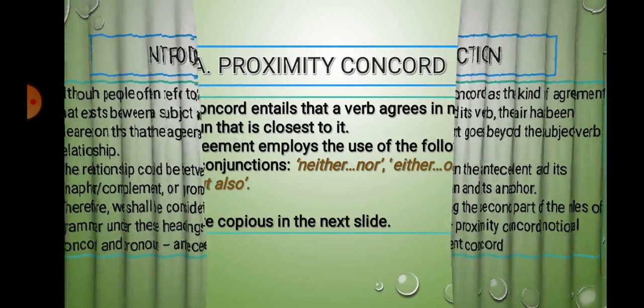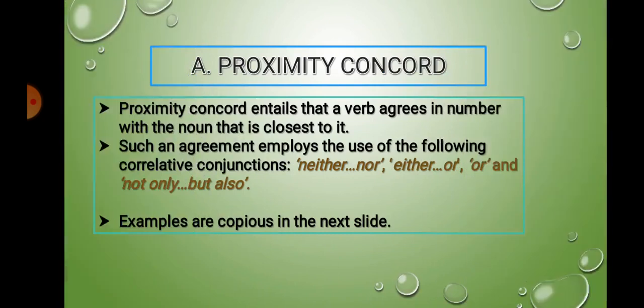Let's proceed. Proximity concord. The word proximity means nearness. So, proximity concord entails that a verb agrees in number with the noun that is closest to it. Such an agreement employs the use of the following correlative conjunctions: neither nor, either or, and not only but also. Examples of these proximity concords are copious in the next slide.